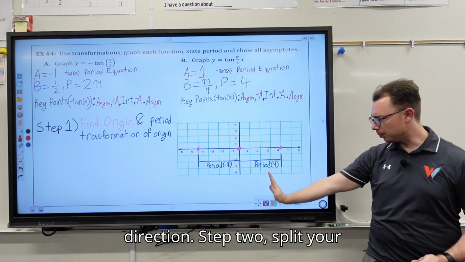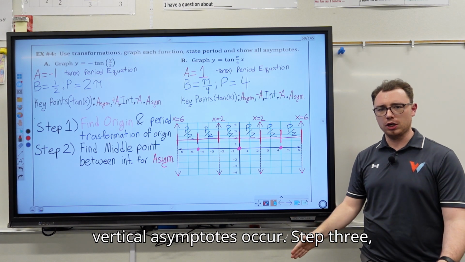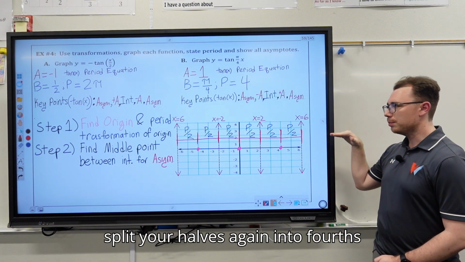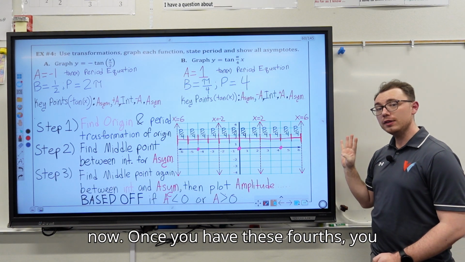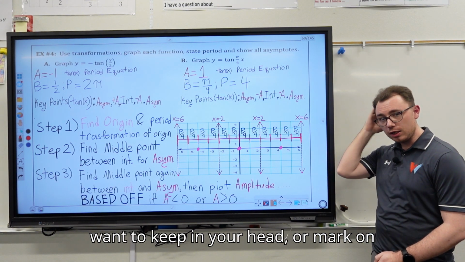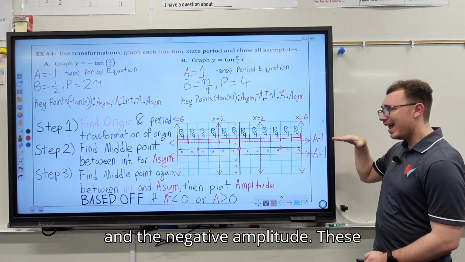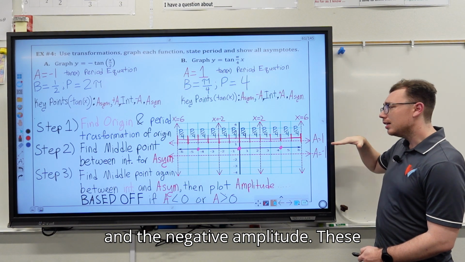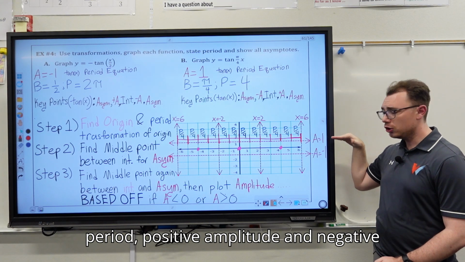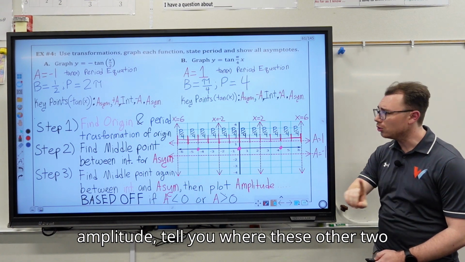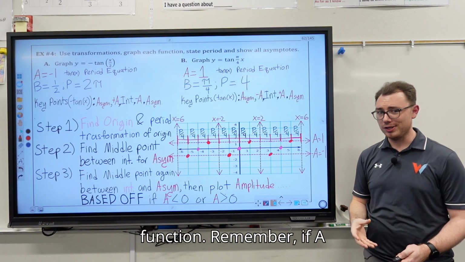Step 2, split your graph in half to identify where those vertical asymptotes occur. Step 3, split your halves again into fourths now. Once you have these fourths, you want to keep in your head or mark on your y-axis the positive amplitude and the negative amplitude. These fourths of a period, positive amplitude and negative amplitude, tell you where these other 2 points occur based on your tangent function.